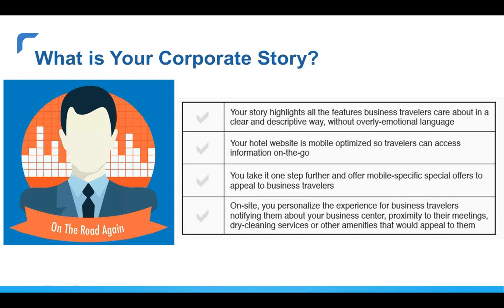So just a couple of best practices when you're developing your corporate story. Make sure you're highlighting all of the features business travelers care most about. Be clear, be descriptive. As we've talked a bit about in the past few slides, go mobile. If you're not mobile, this is 2015, the time to do it. Ensure your website is optimized. Almost everyone has a mobile device these days, and that's where a lot of the research and even now booking is happening. So offer mobile-only specials is another way to target that mobile audience. And operationally, you want to find ways of personalizing the guest experience.